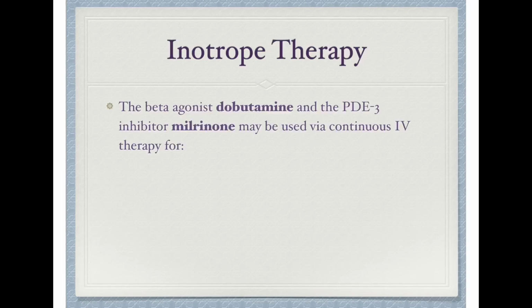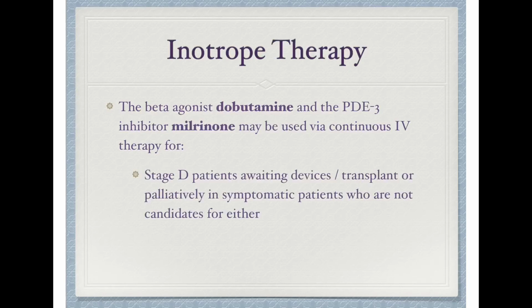Now, the beta agonist dobutamine and the phosphodiesterase 3 inhibitor milrinone can be used as continuous inotrope therapy. It's indicated in patients with stage D heart failure who are either awaiting a device or a transplant. And it can also be used palliatively in patients who are not candidates for a VAD or transplant, but are having limiting symptoms, and where the addition of an inotrope may help them to regain some of their functional status.